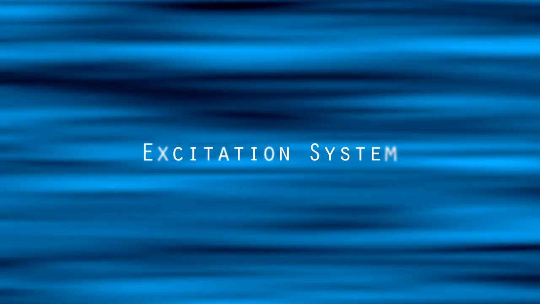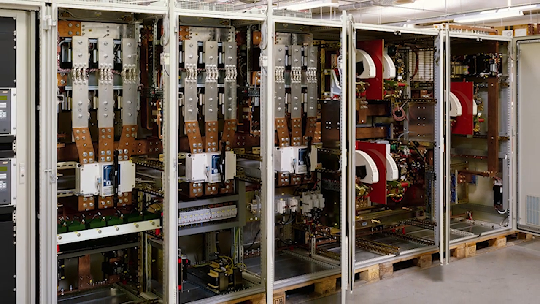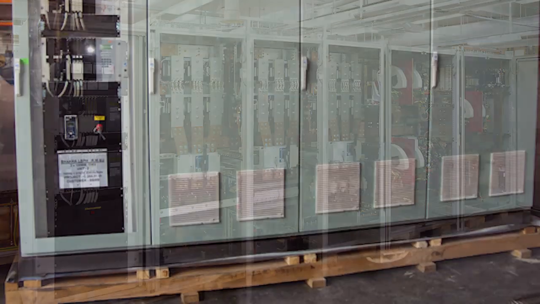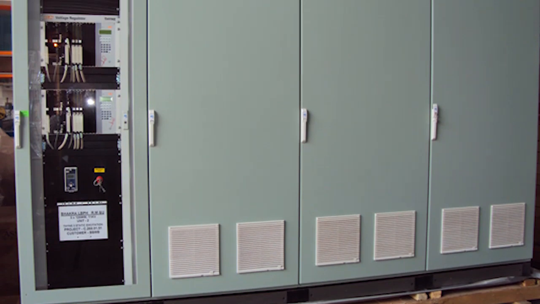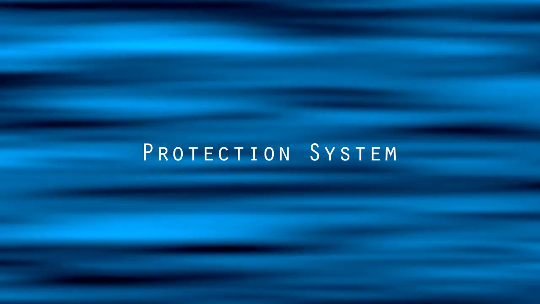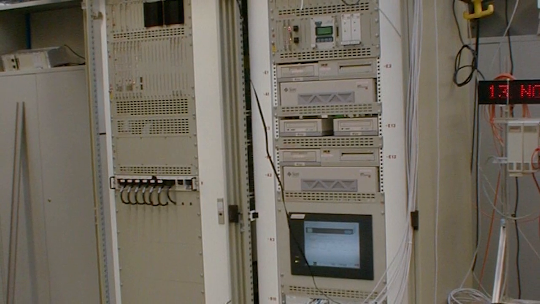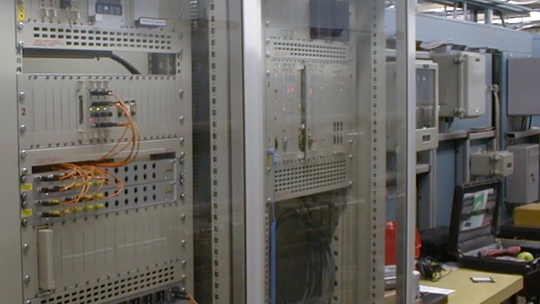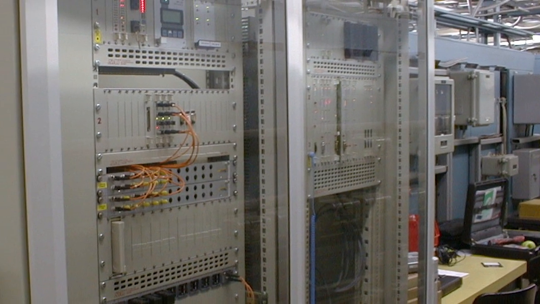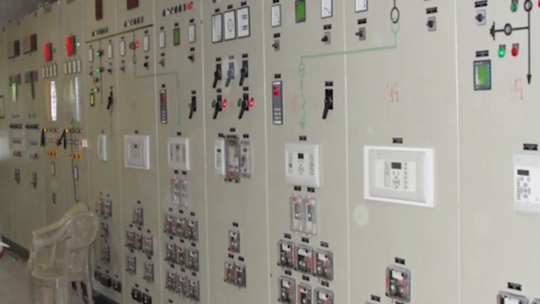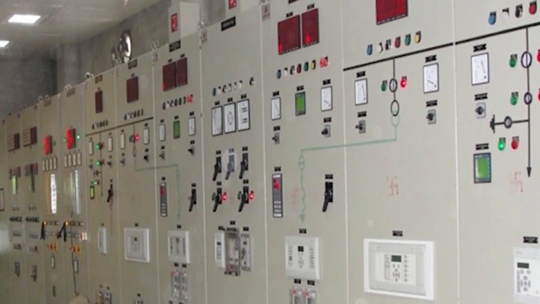Excitation system. Excitation system controls the flow of field current in the generator rotor. This current controls the flux density and thereby generated voltage. Protection system. Protection system performs the function of electrical protection of the unit. There are several protection functions like overcurrent, earth fault, over or under voltage, negative phase sequence, stator faults, rotor faults, etc.